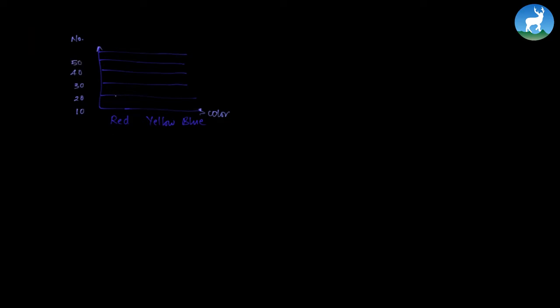So we know that the children with red color as their favorite is 20, with yellow as their favorite color is 30, and blue as their favorite color is 37, which must be here somewhere around there. And since this is a line graph, we just join them with a line. So here. So this is a line graph. As you can see, line graph does not have rectangular bars. They do not contain rectangular bars, but they have these points. These little points represents the information.